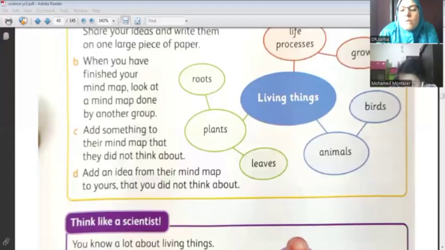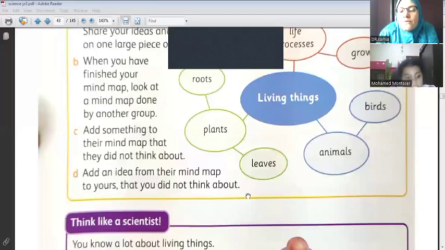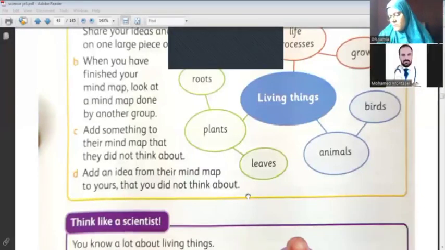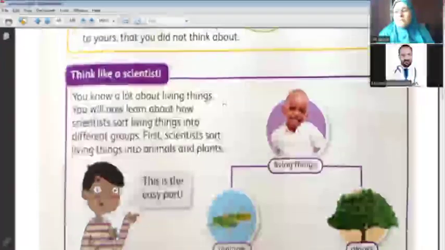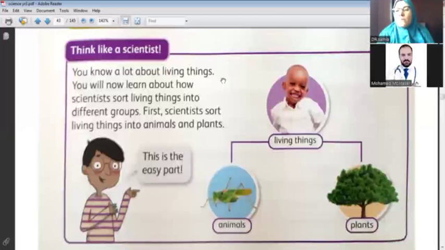Millions of organisms and different types of animals. So what do we need to know about all the types of animals? Without sorting these animals and making them into groups, we can't know all the animals on the surface of the earth. So we need to sort them. What's the meaning of sort, Layan? The word sort.